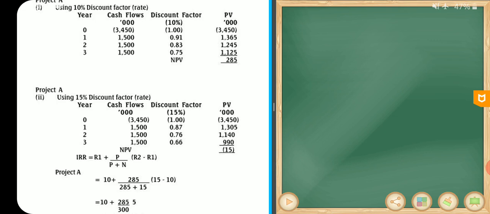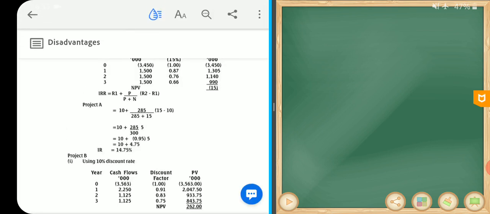Minus our R1. Our R1 is our what? Positive rate, which is 10%, all over our P plus N. Our P is positive NPV and N is negative NPV. So our P, positive NPV, is 285, then plus negative NPV, which is 15. By the time you calculate that, you're going to get your IRR, and our IRR is what?